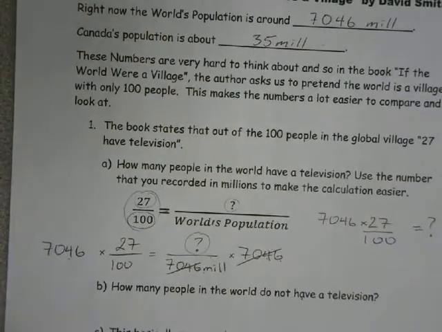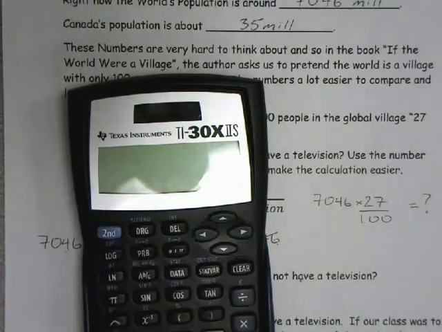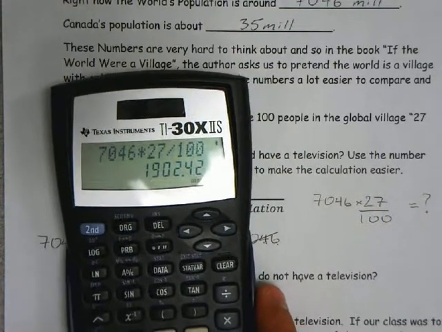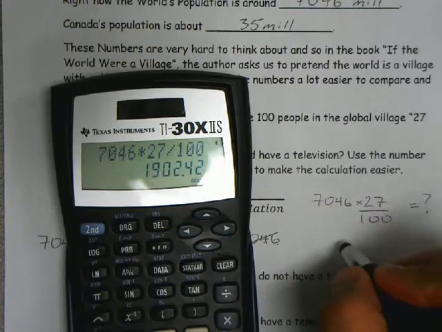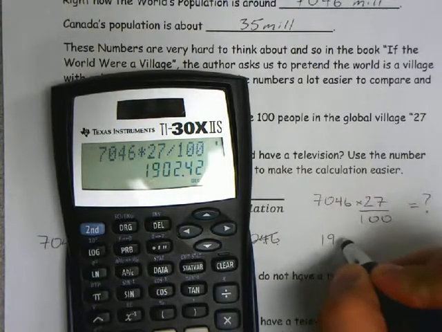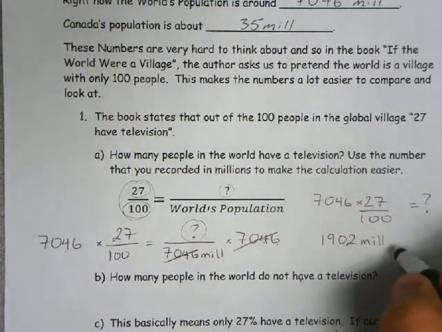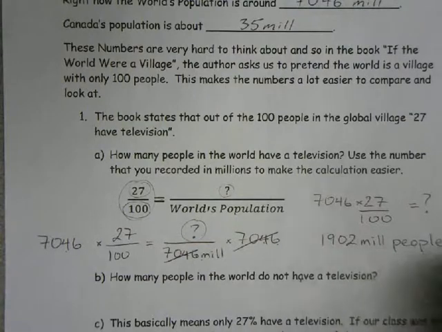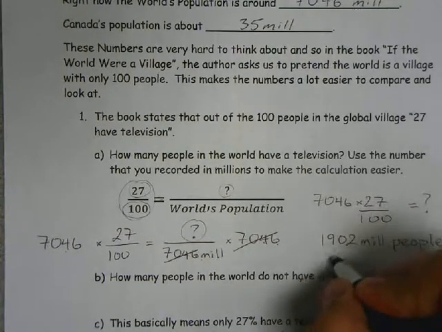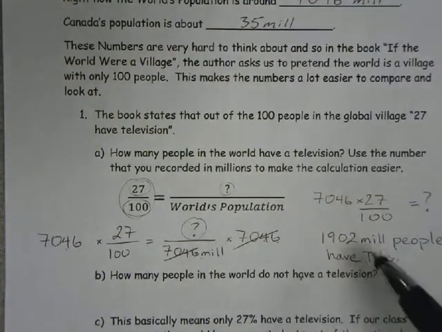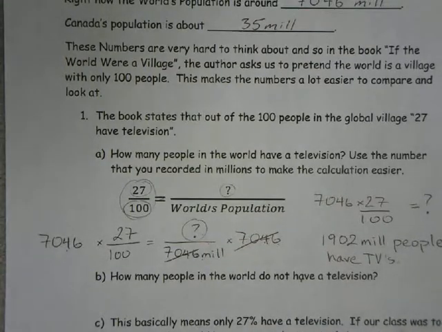Okay? So now, we can just go to our calculator and do 7046 times 27 divided by 100, and we have 1902, and we'll round it to the nearest whole number because we're already rounding to the millions, right? So that means that 1902 million people have televisions. Okay? So 1,902 million people have televisions in the world.